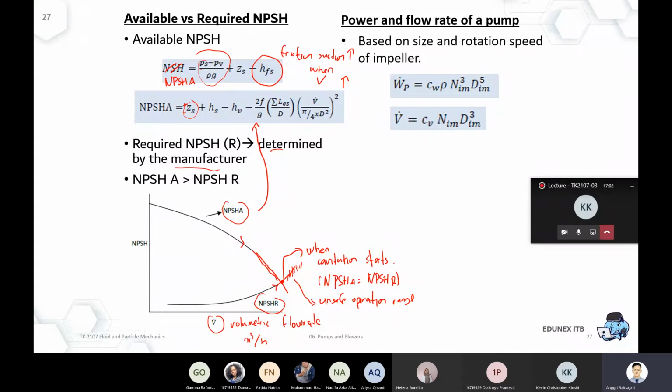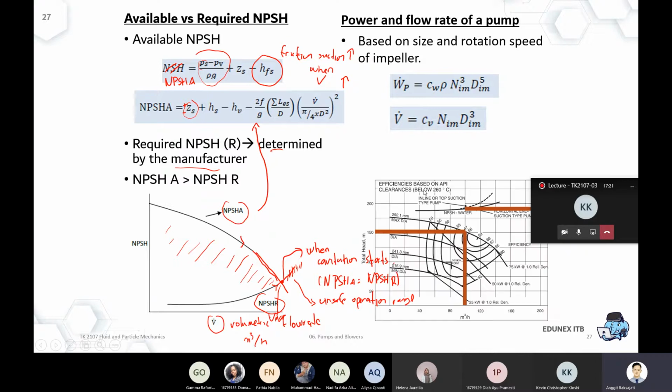So we can say that if we have this kind of trend, the safe operation for this pump would be up to Vmax. Below that number, it will still be okay because we can ensure that no vaporization occurs.